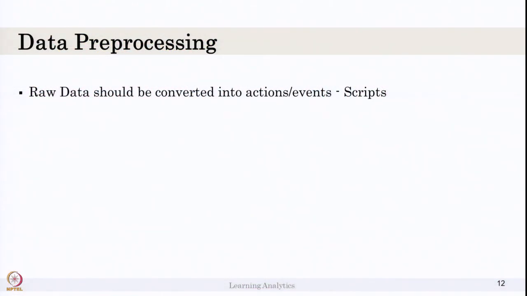So, you collected raw data. You should convert the raw data into actions or events by writing some scripts, like a Python script or R script. The raw data you saw in the previous slides should be used to convert into particular actions or events. So, what are those actions or events?